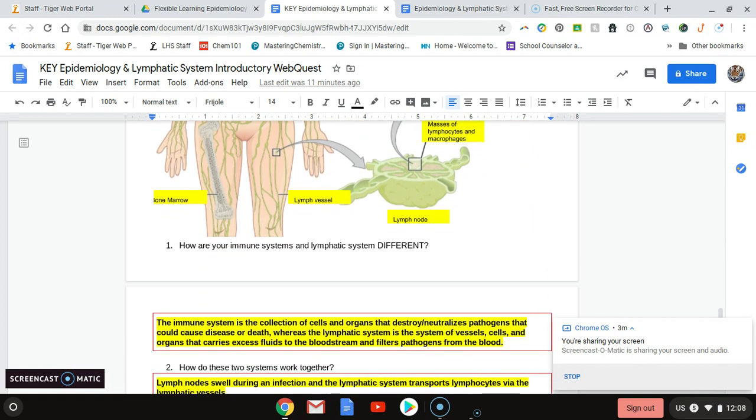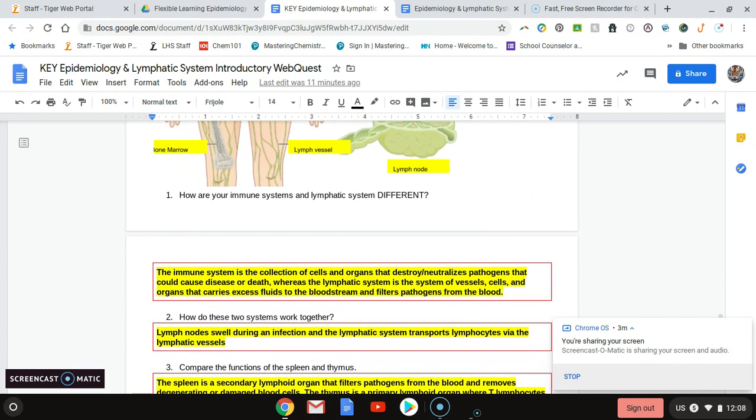And then finally, how are the immune and lymphatic systems different? The immune system is basically the cells and organs that destroy or neutralize the pathogens. Pathogens are things that can cause disease and or death. The lymphatic system is more of vessels or cells that carry fluid to the bloodstream, which then filters the pathogens from the blood. How do they work together? Your lymph nodes, found in your neck, in your armpits, in your groin, swell when you have an infection, and then the lymphatic system will transport lymphocytes through these vessels to excrete the pathogens.